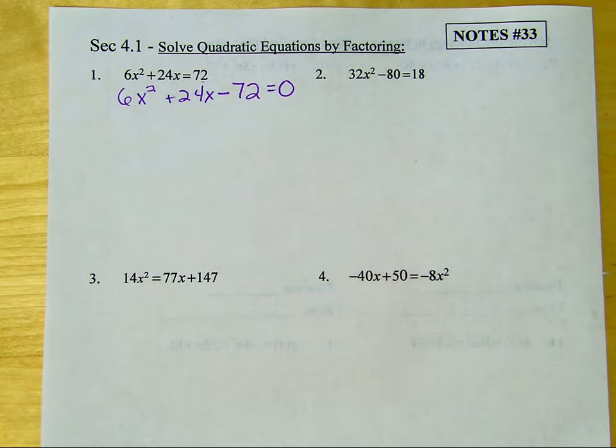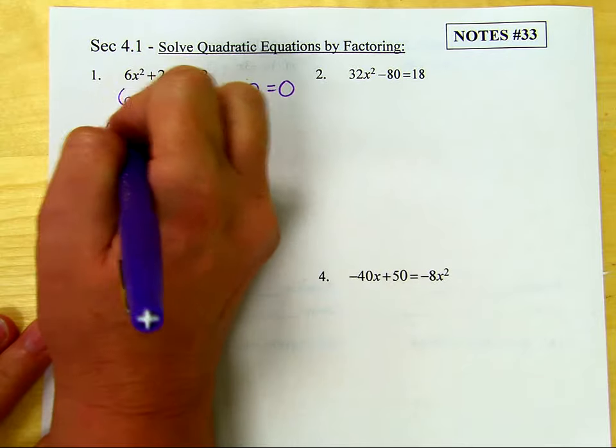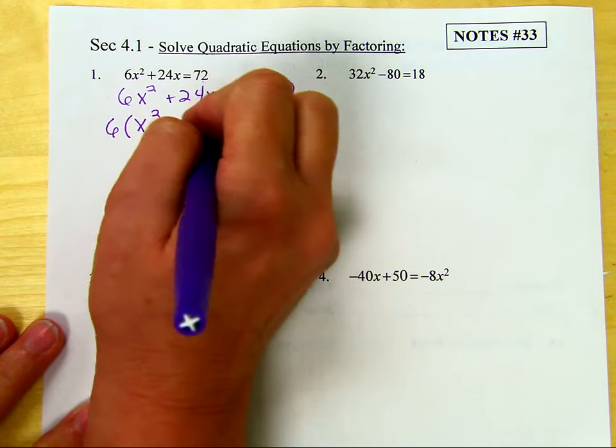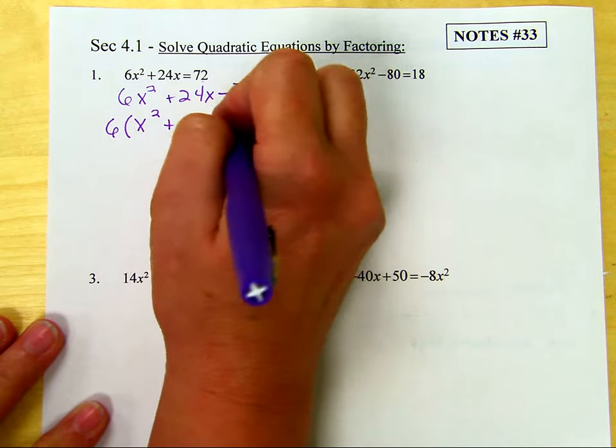All right, now if you begin trying to factor before you check for a greatest common factor, you're going to make yourself a very difficult situation. So always be looking for greatest common factor. Do these have a factor in common? 6. They have 6. I'm going to rewrite 6 times x squared plus 4x minus 12.